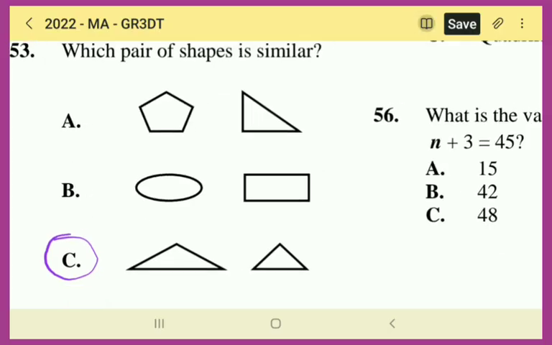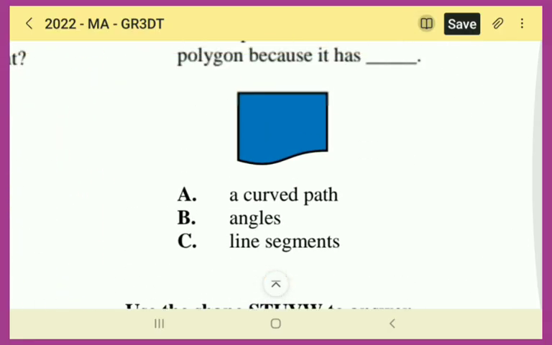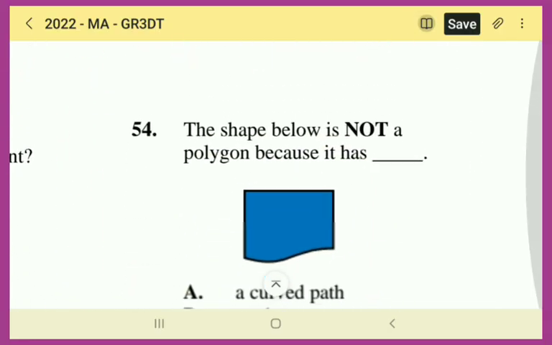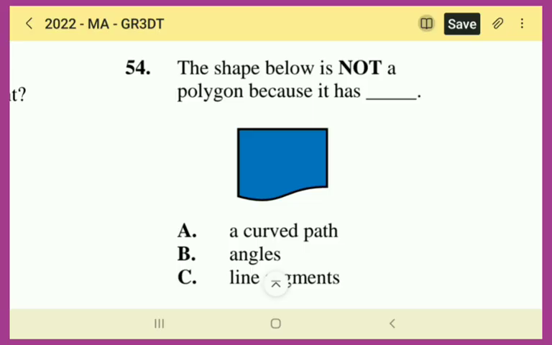Alright, moving on to 54. I want to finish quickly, it seems. The shape below is not a polygon. Something like this always comes on the papers too. I have noticed questions about why a shape is not a polygon or something of the sort. So the shape below is not a polygon. That's all they're saying. This is one polygon. This is not a polygon.